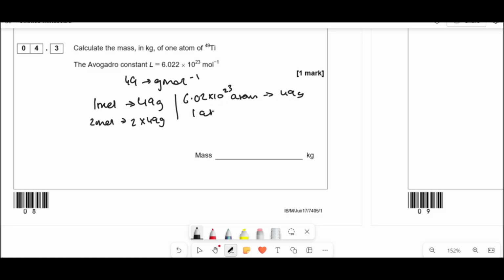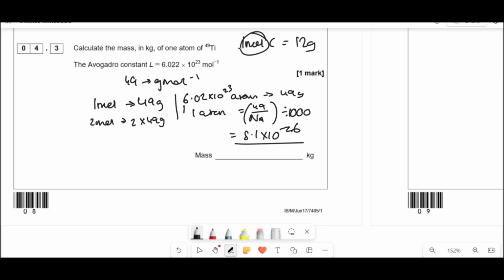So if we want 1 atom, you divide it by 6.02 times 10 to the 23. So it's going to be 49 divided by Avogadro's constant. But they also want this in kilograms, so we're going to convert that by dividing by 1,000 as well. If you do that, you get 8.1 times 10 to the minus 26. There you go. For example, carbon 12, the reason it weighs 12 grams is because 1 mole of carbon weighs 12 grams. And 1 mole, again, is Avogadro's constant. If I have 1 mole of bananas, I have 6.022 times 10 to the 23 bananas.